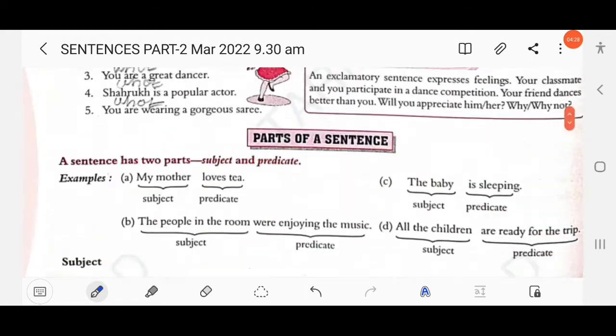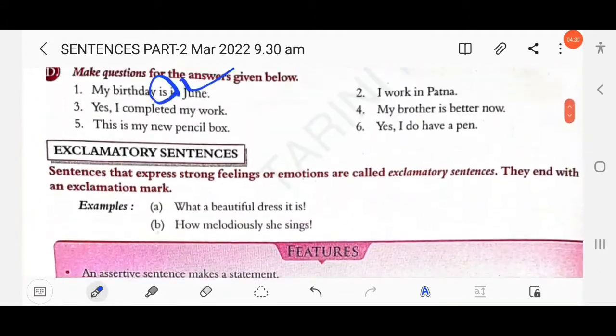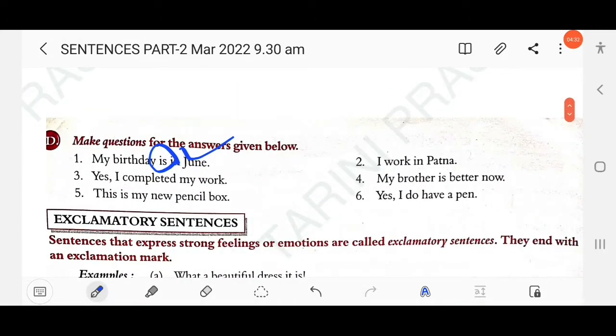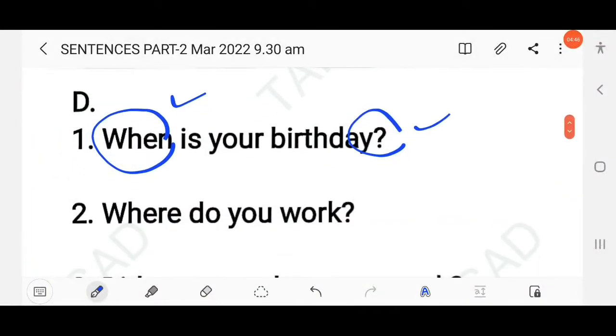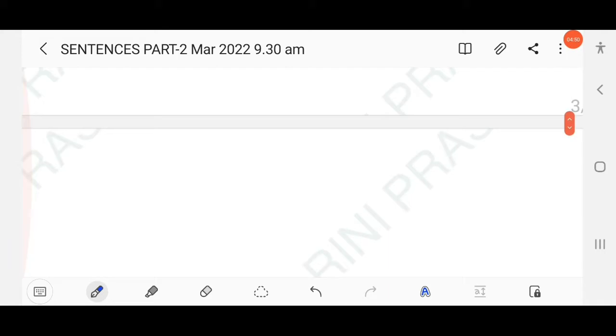Next, I work in Patna. Simple present tense is used and you need to use the WH word to get the answer. This is a place, so you need to use where. Where do you work? Then use the question mark at the end of the sentence.